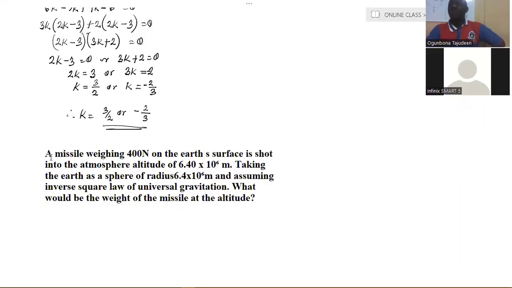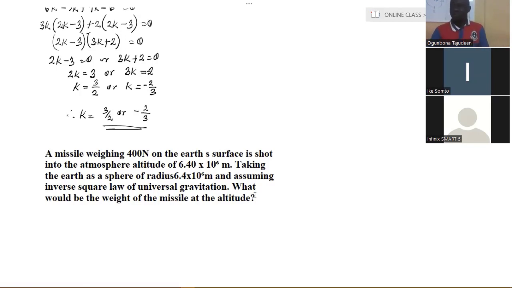Now let's continue from where we stopped. The last question says, before we call it a day, yesterday morning: a missile weighing 400 Newton on the Earth's surface is shot into the atmosphere to an altitude of 6.40 times 10 to the power 6 meters. Taking the Earth as a sphere of radius 6.4 times 10 to the power 6 meters, and assuming the inverse square law of universal gravitation, what will be the weight of the missile at the altitude?